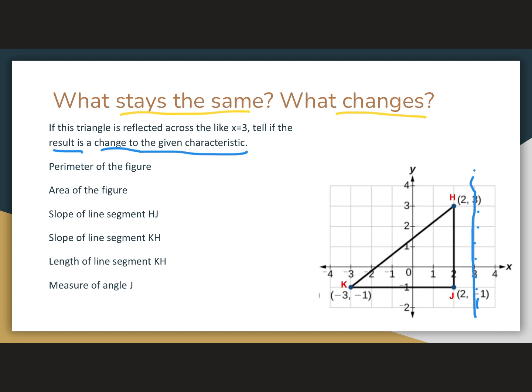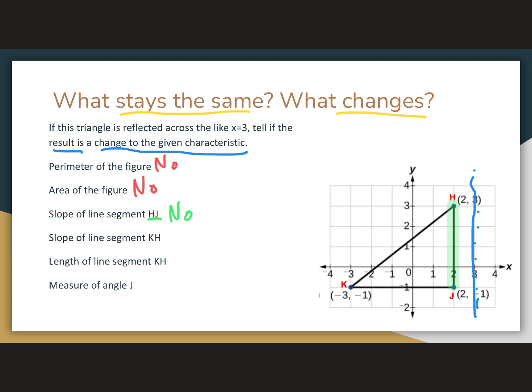So the first thing is the perimeter. No, the perimeter of the figure does not change. Because the perimeter is going to be the same in a congruent figure. Same thing with my area. What about the slope of line segment HJ? So let's look at where that is. So line segment HJ is right here. Line segment HJ is right there. So when that's reflected, it's still going to have that same slope. So that one does not change.